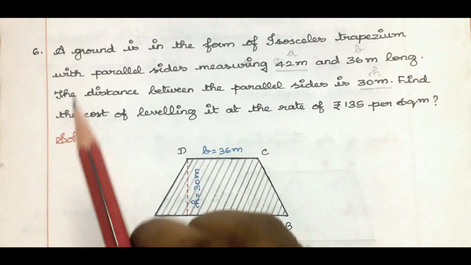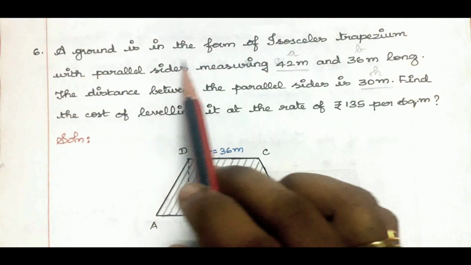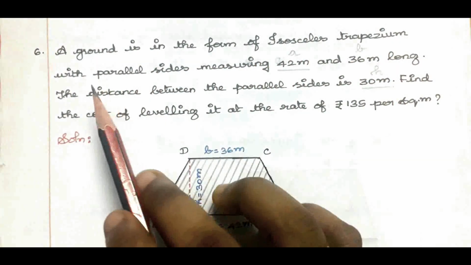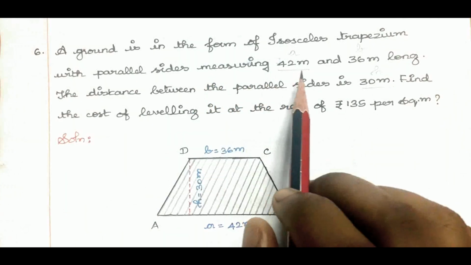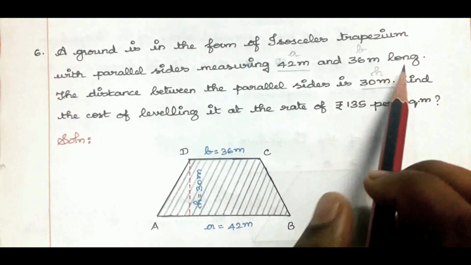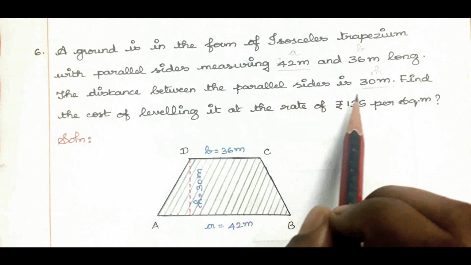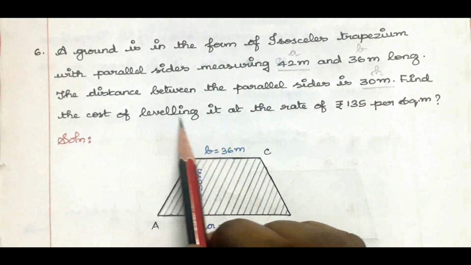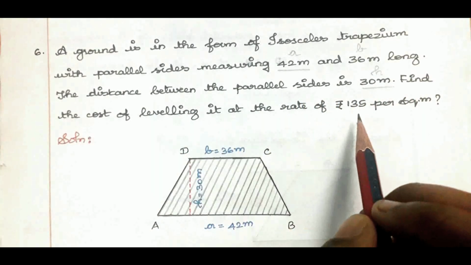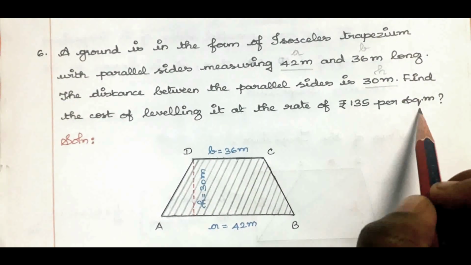Clear? Sixth question. A ground is in the form of an isosceles trapezium with parallel sides measuring 42 meter and 36 meter long. The distance between the parallel sides is 30 meter. Find the cost of leveling it at the rate of rupees 135 per square meter.